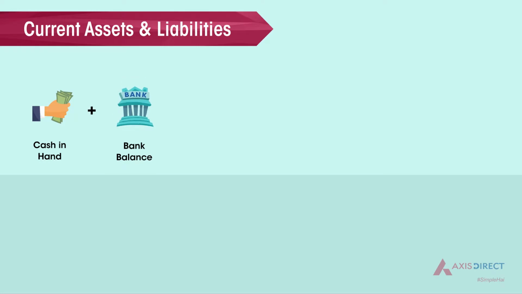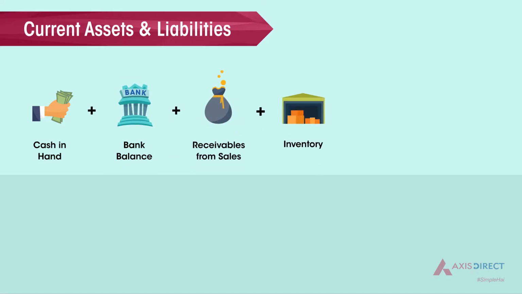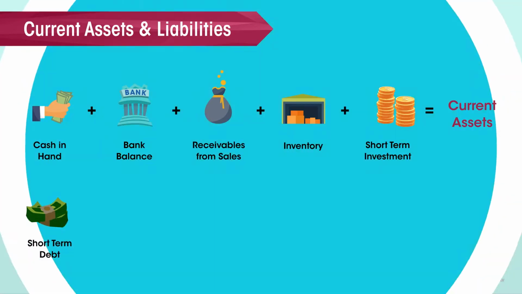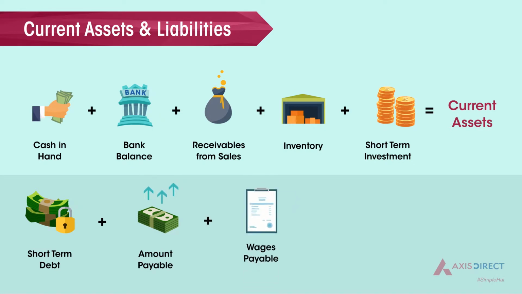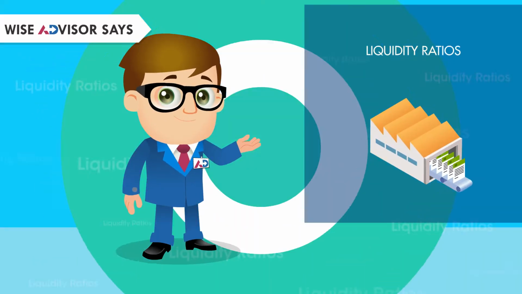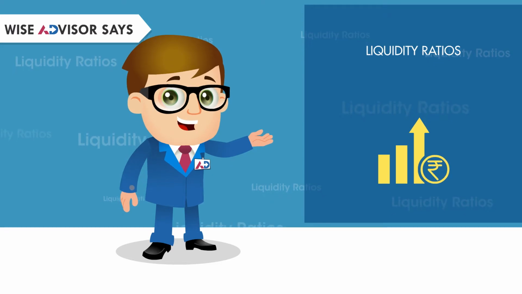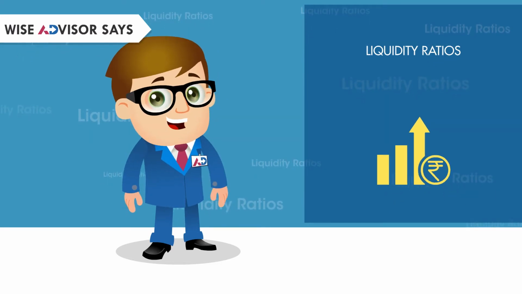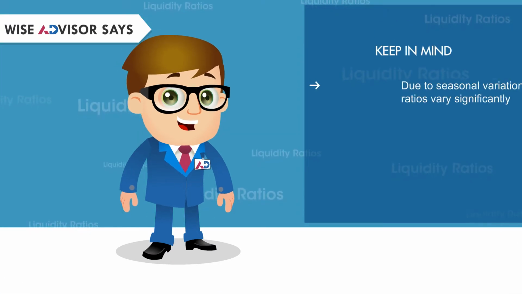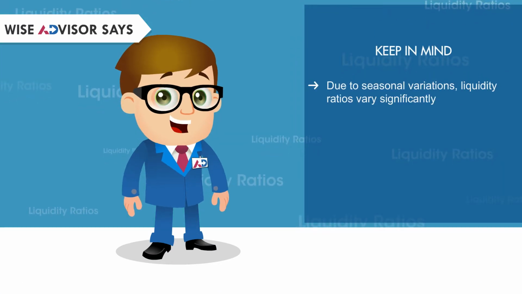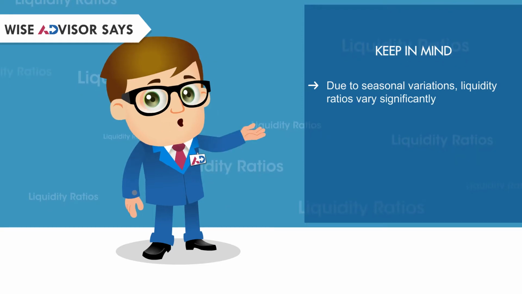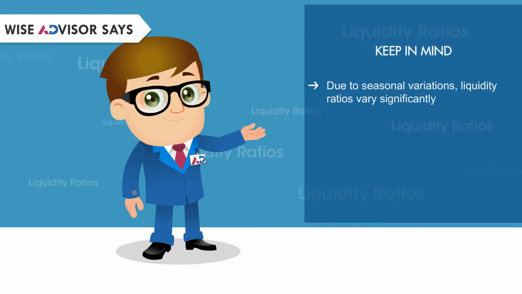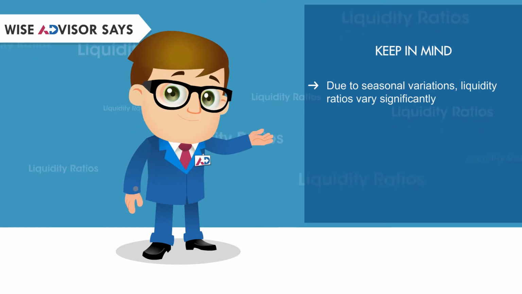Let us look at what current assets and liabilities are. Cash in hand, bank balance, receivables from sales, inventory and short-term investments are examples of current assets. Short-term debt, amount payable, wages payable, and interest accrued are examples of current liabilities. The more volatile is a company's business, higher is its level of liquidity needed to cushion itself from business uncertainty. It is important to keep in mind that due to seasonal variations, liquidity ratios vary significantly over the period of the year. So, it is important to note the time when the liquidity is being looked at.